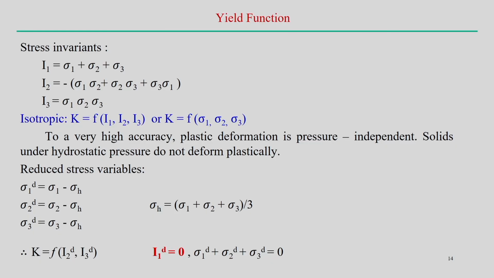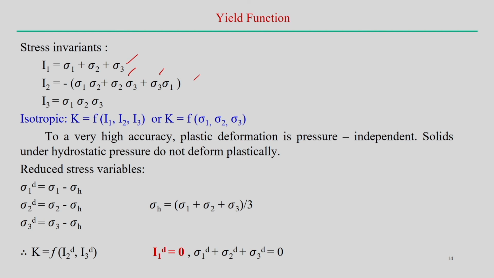Now, we know the stress invariants can be expressed in terms of the principal stresses as well. I1 is sigma 1 plus sigma 2 plus sigma 3. Similarly, I2 is in the form of sigma 1 sigma 2, sigma 2 sigma 3 and sigma 3 sigma 1, and I3 is equal to sigma 1 into sigma 2 into sigma 3. So, these are the stress invariants in terms of the principal stress components.